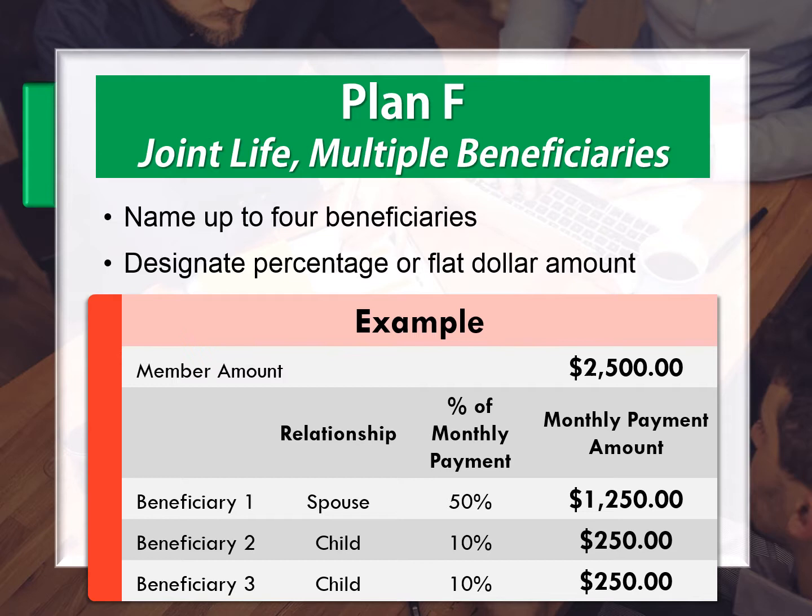The amount designated cannot be less than 10% unless required by a court order. The amount for all beneficiaries cannot exceed 100%. Please be aware that naming multiple beneficiaries can greatly reduce your monthly pension. Plan F also allows your spouse to continue health care coverage with SCRS.